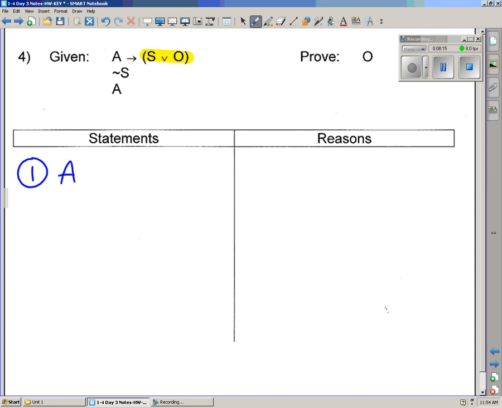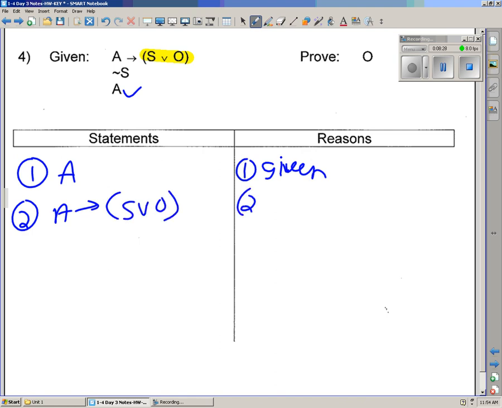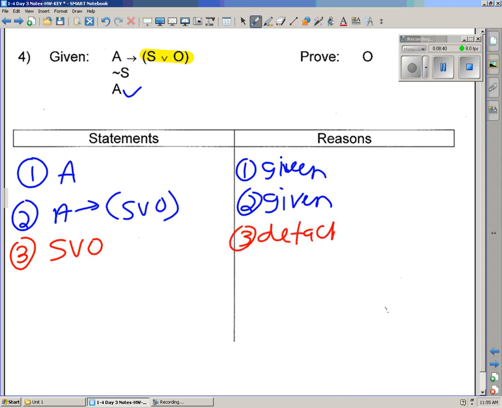So 1 is going to be A, 1 is given. Number 2 is going to be if A, then my parenthesis, and that's given. Well, my A's match up, so all we need to do is detach off the back. The back is that disjunction, no big deal. I lose the parentheses, you can keep them if you want, it doesn't really matter.